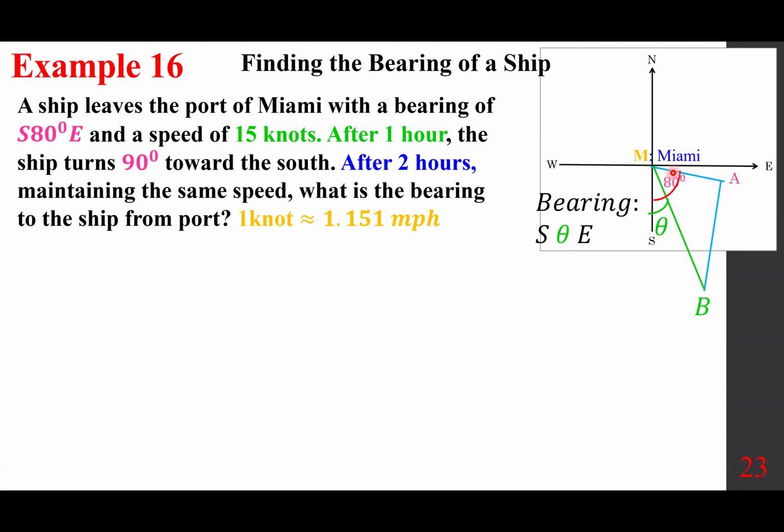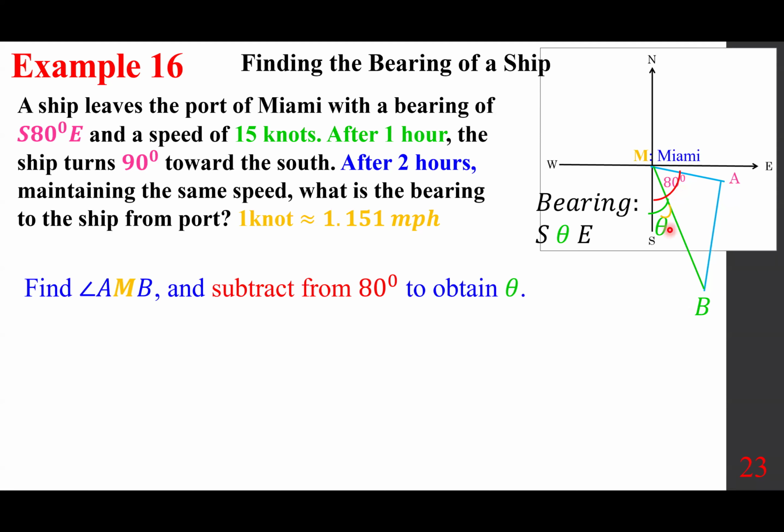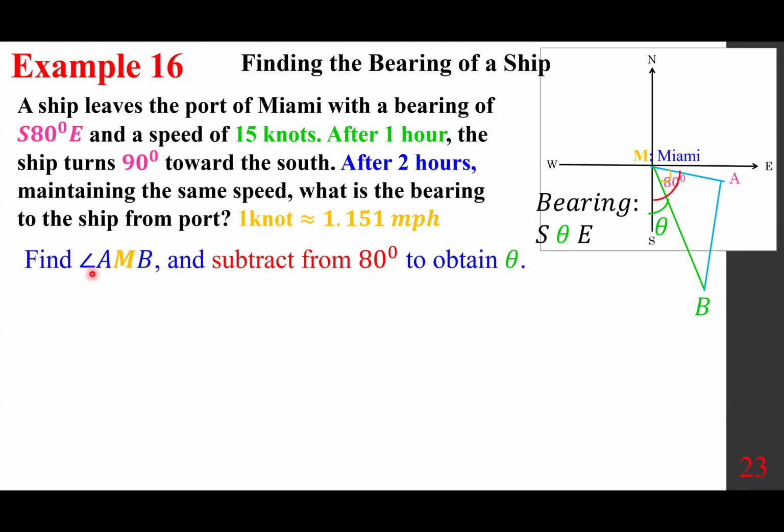If this is 80 degrees, if we find this one and subtract it from 80 gives us theta. In other words, find angle AMB. Okay, so let me see if I can show it. Yeah, right here, it shows it here. This one. We find this angle, subtract it from it. So theta, in essence, is the 80 degrees minus angle AMB, and all you have to do is just find that with the information that you have.